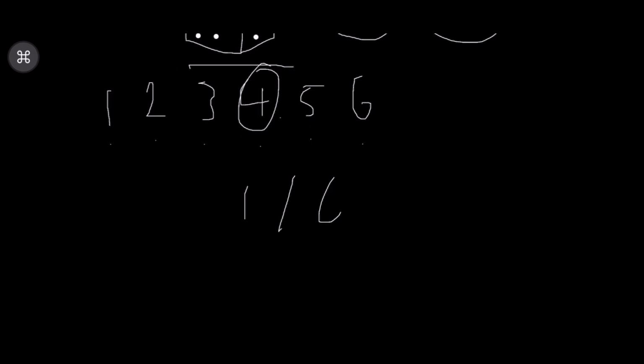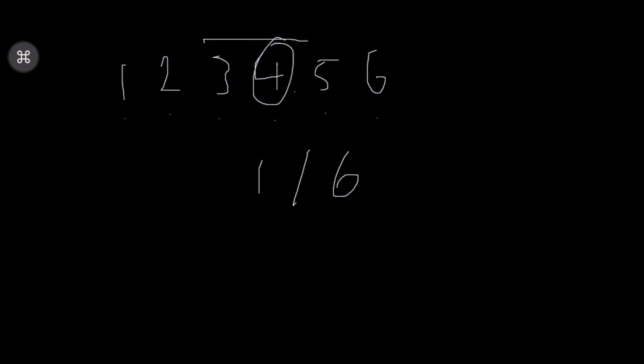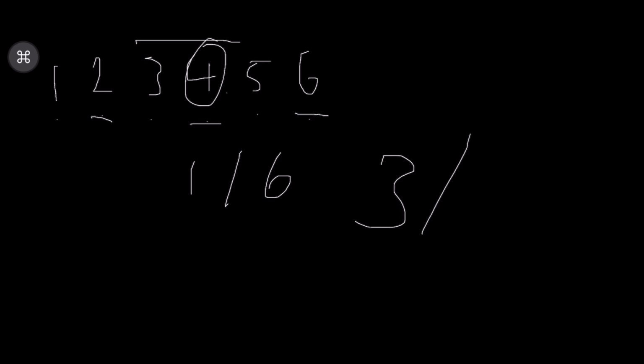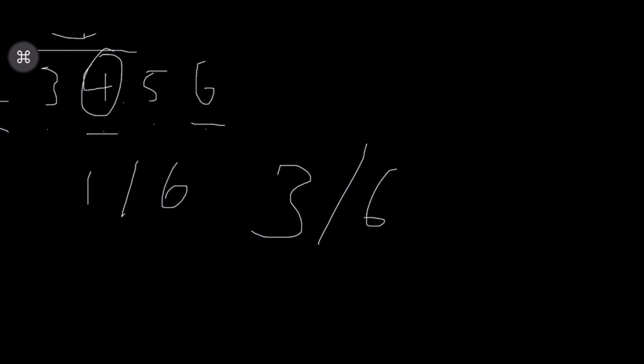Simple. Example 2. What's the probability of rolling an even number? Even numbers on the dice are 2, 4 and 6. That's 3 favourable outcomes. The total is still 6, so that's 3 out of 6, which simplifies to a half.